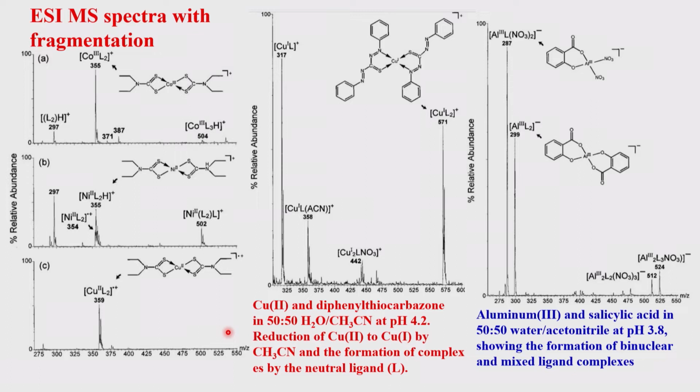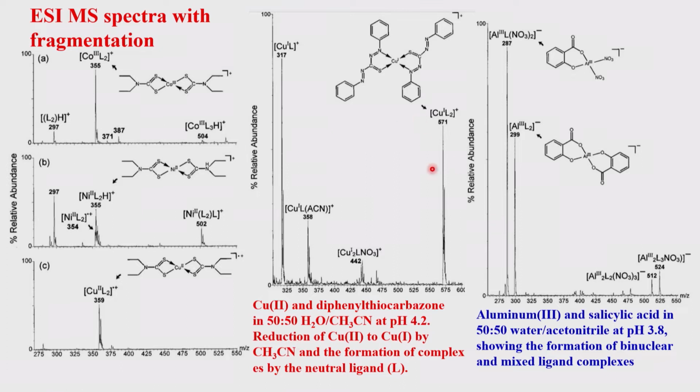This is a reaction between a copper 2 salt and diphenylthiocarbazone. Diphenylthiocarbazone is taken in 50-50 water and acetonitrile at pH 4.2. So you do a reaction, you take an aliquot of that and then look at the mass spectrum, and that is what the mass spectrum is. And in this, what happens is the copper 2 undergoes a redox reduction to copper 1 by the acetonitrile, and a complex is formed.